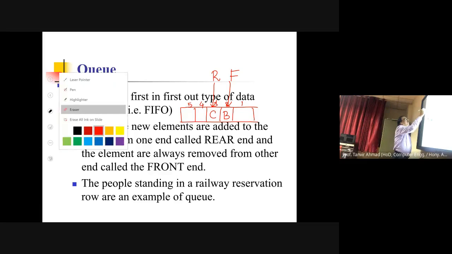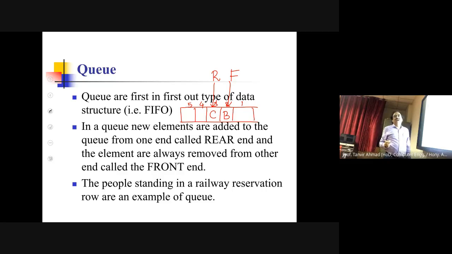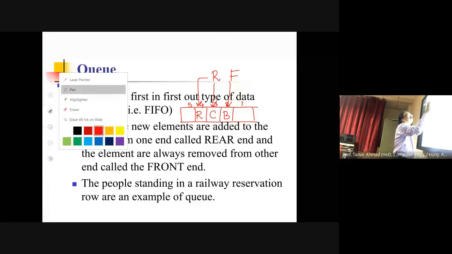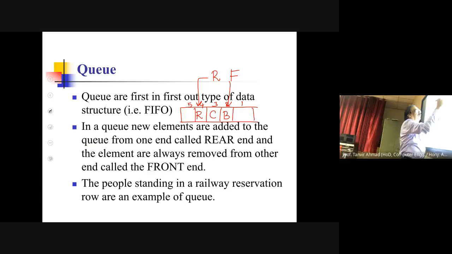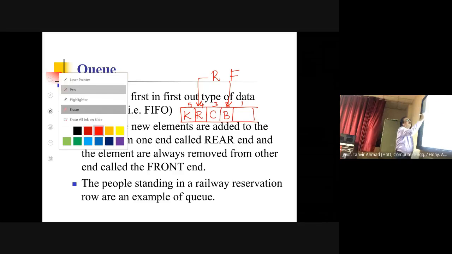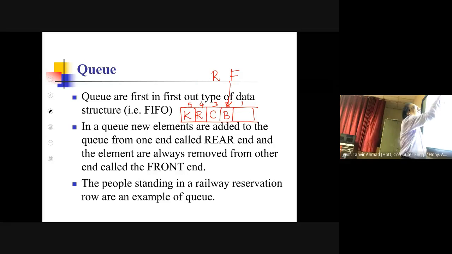Now if I want to enter any more element, for example, say R, obviously you will enter here. And in this case, the rear pointer will now point over here. Now I want to enter one more element. I will be able to enter, say, K. And here the rear pointer will now point to this place.